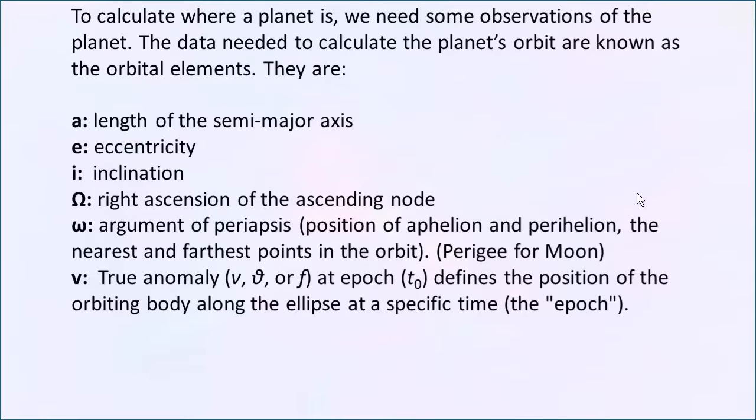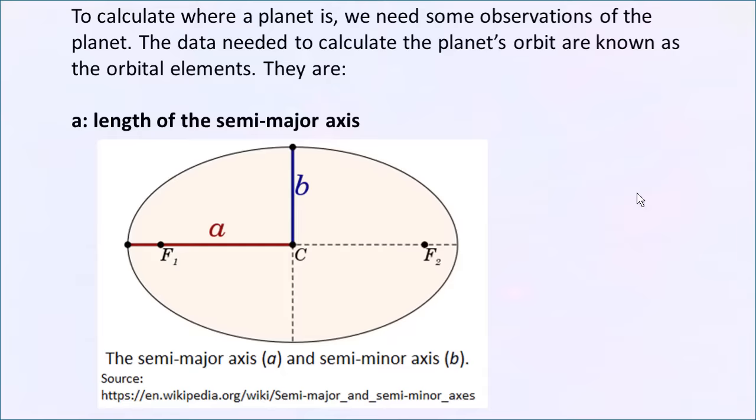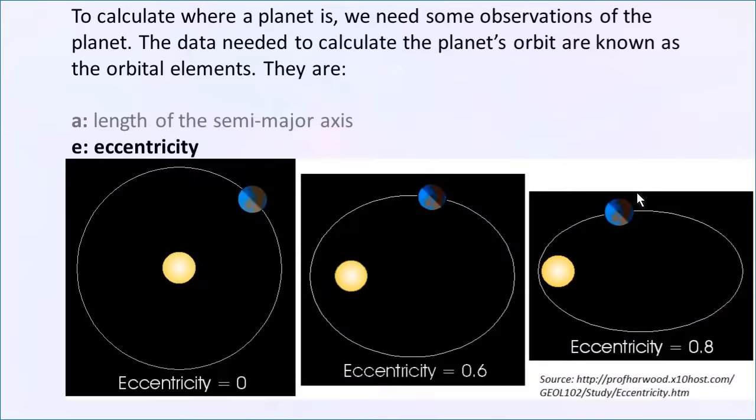The second thing we need to know is the eccentricity. Okay, so there's the semi-major axis. We need to observe that, and we need to see how round the orbit is. And that's called its eccentricity. If the orbit is perfectly round, like we see on the left side, we call the eccentricity 0.